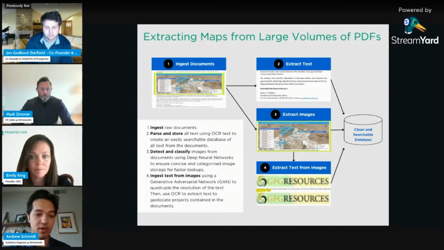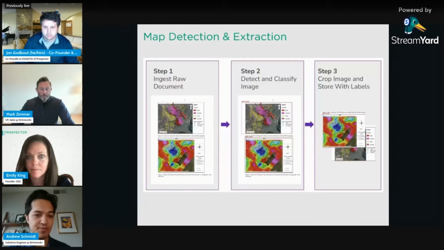So we built a workflow that goes through documents, extracts text from them, extracts the images, classifies them, and extracts the lat longs, and then puts that into a clean searchable database, which we're able to geolocate and place on a map layer somewhere. So John, can you go to the next slide, please?